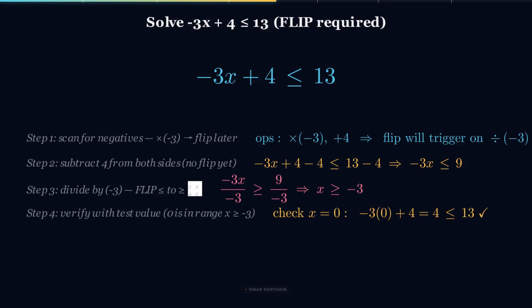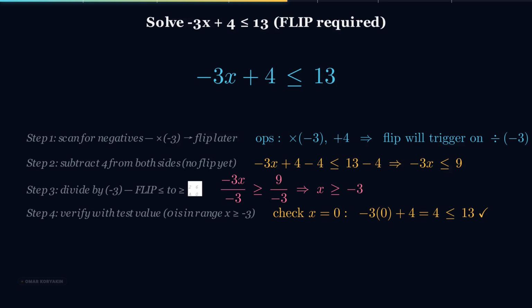Step 4. Verify with a test value. Pick any value in the proposed solution range x greater than or equal to -3, like x equals 0. Plug into the original inequality: -3 times 0 plus 4 equals 4, which is indeed less than or equal to 13. The original inequality holds, so the solution range is verified.